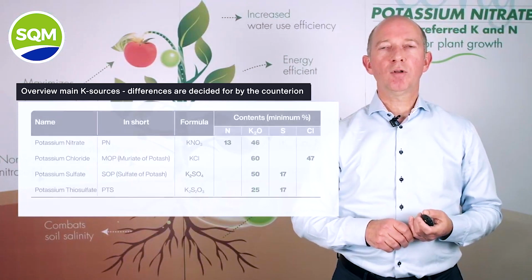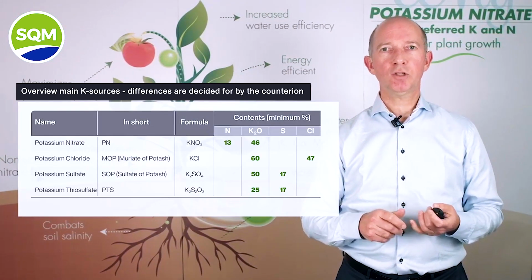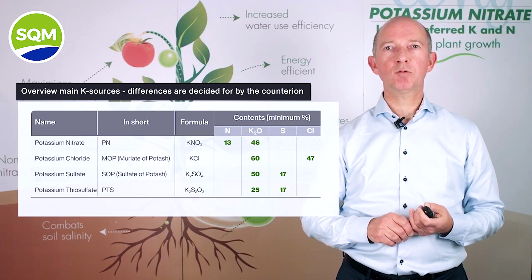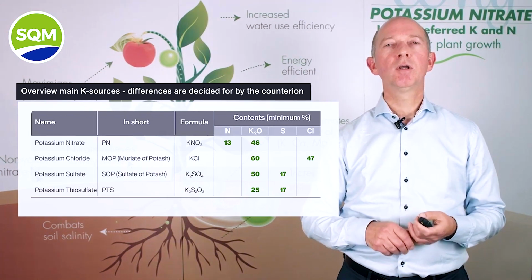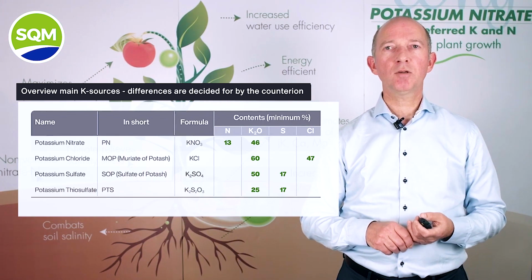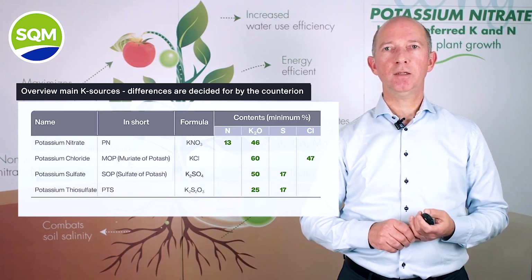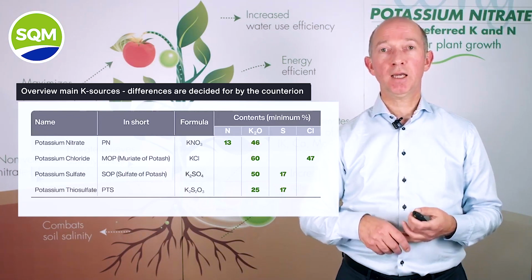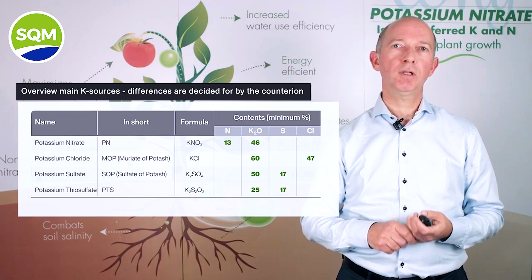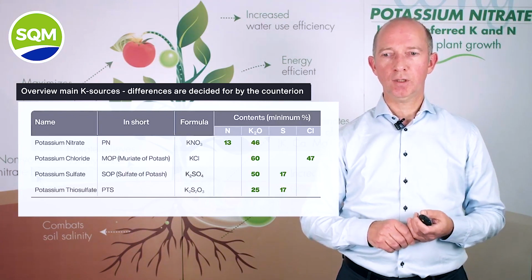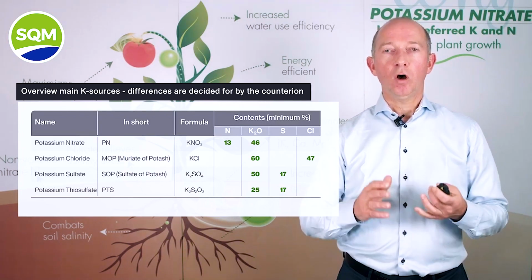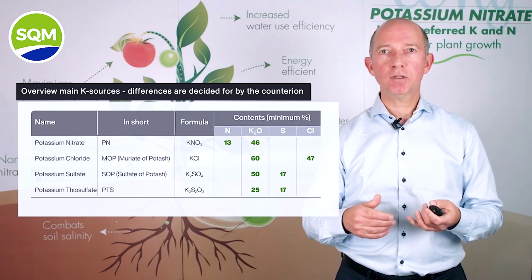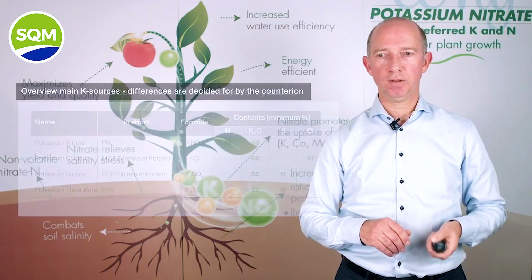Let's have an overview of the main potassium sources. As you can see in the table below, the differences between the various potassium sources are decided by the counter ion. In the case of potassium nitrate, nitrate is the counter ion. In case of potassium chloride, it's chloride. In case of potassium sulfate, it's sulfate. In case of potassium thiosulfate, it is the thiosulfate ion. All the potassium is the same, so that is not making the difference. But the counter ions are making the difference.